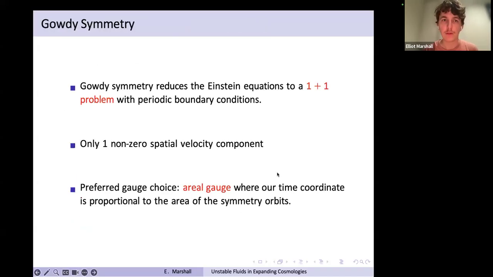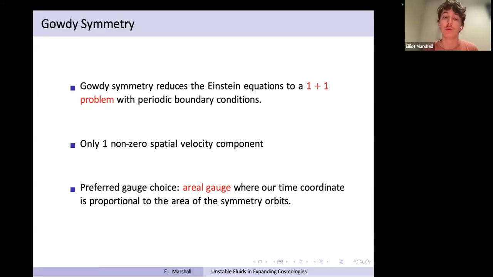Okay, so Gowdy symmetry reduces the field equations to a 1+1 problem with periodic boundary conditions, but it also places some restrictions on the matter. In particular, spatial fluid velocity can only have one non-zero component. So our fluid velocity has a v0 and a v1, and that's it. Not only does Gowdy symmetry simplify the Einstein equations, but it also simplifies the fluid equations in the maximal way. And additionally, we also have a preferred gauge choice.